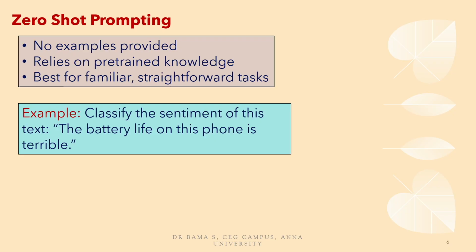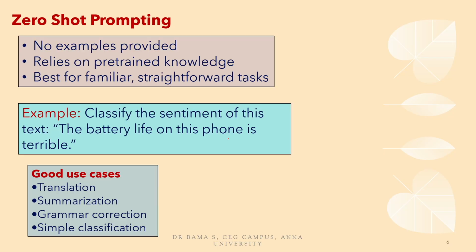Say this is an example: classify the sentiment of this text. The battery life of this phone is terrible. So if we say this sentence to a person who is just standing right in front, and say the battery life is terrible, it means that the sentiment is negative. So is that negative the same sense given by the LLM also? That we can check.